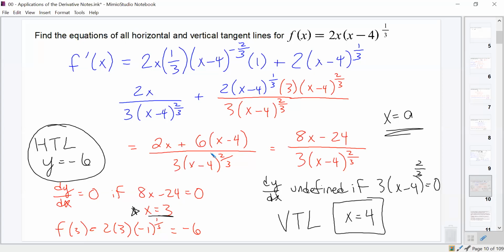So as we work our way through the problems in this unit, we're going to come across some more difficult implicitly defined equations. And we'll talk a little bit more about how to deal with those next time.